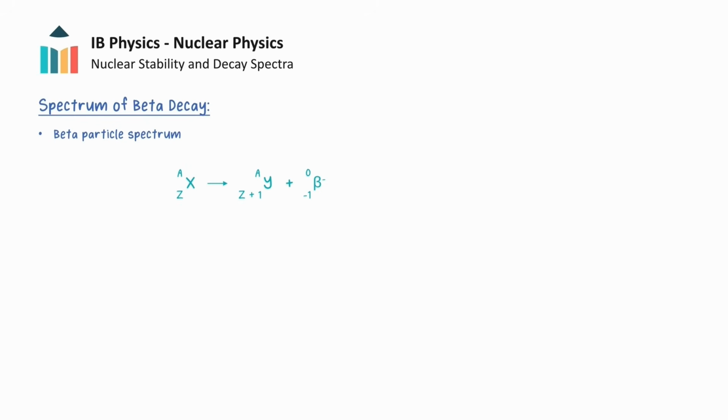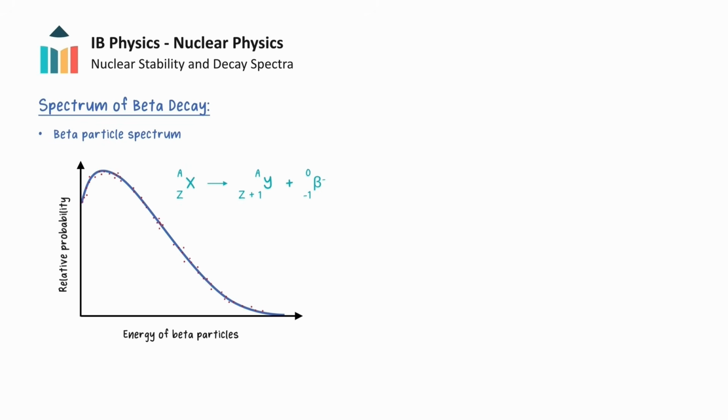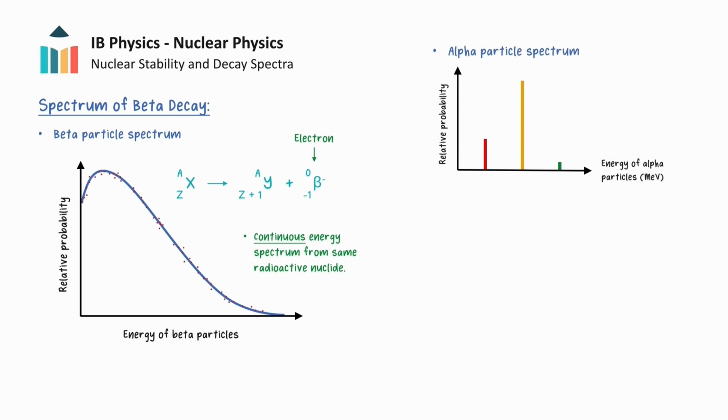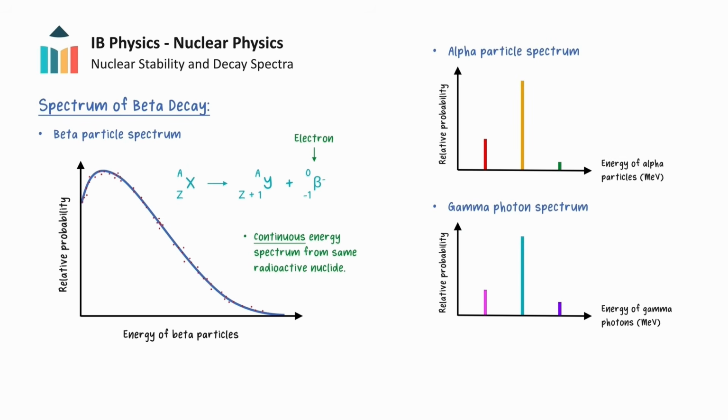If we now consider the spectra of beta particle energies, experiments showed that emitted beta particles from a radioactive nuclide have a continuous energy spectrum. This means that the emitted beta particles, which are electrons, can have a range of energies. This is in complete contrast to the spectra from alpha particles and gamma ray photons that we just discussed, which have the same discrete energies from a particular radioactive nuclide.